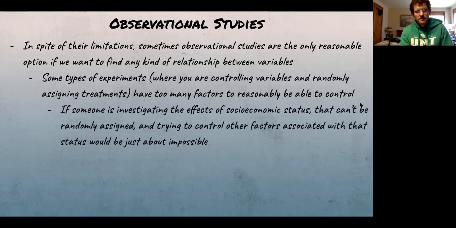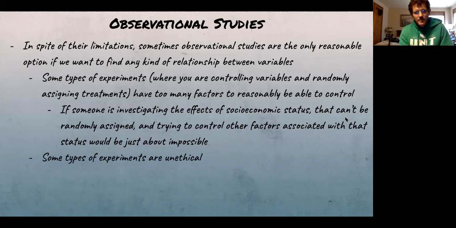Here's one example. If you're investigating the effects of socioeconomic status, you can't, first of all, randomly assign someone to being poor, wealthy, or middle class. You can't randomly assign someone to that. That's their place in life, at least at that point in time. And trying to control other factors associated with being in a particular socioeconomic status, you can't really control that either. So those kinds of reports and studies are all observational studies.